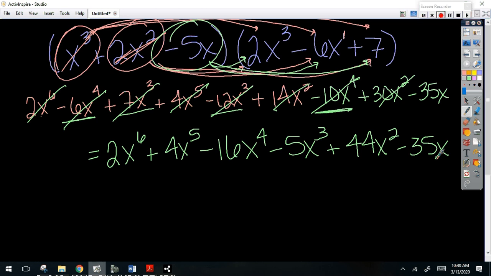This is 6. What is the degree? 6. What is the leading coefficient? 2. What is the constant? Negative 35.